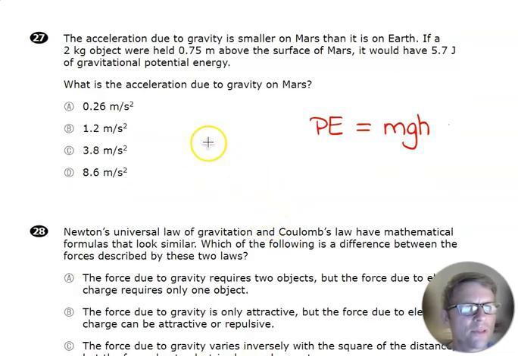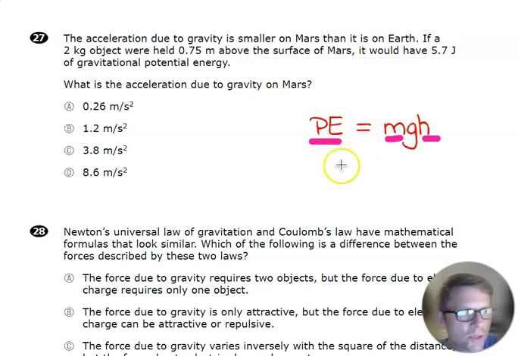Number 27, acceleration on Mars. This one's tricky, but they're giving you this, they're giving you this, and they're giving you this, and you're going to solve for g. And I think it ends up being 3.75 or something like that, something that'll round to that. But again, just plug the numbers in. Oh, 5.7 joules goes here.